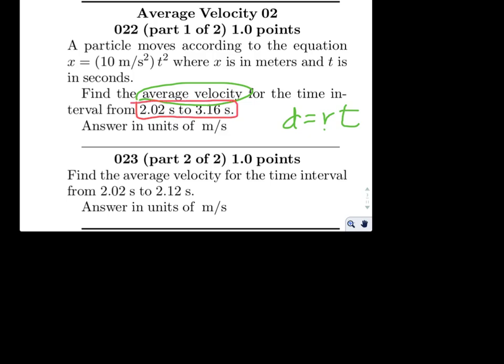So the equation tells us distance and time. So really all we have to do is plug those times in there to find out what kind of distances we're talking about. So for the first time we have x equals 10 times 2.02 squared. Okay? Because all I did was put the 2.02 in for time. And that'll come out to 40.8 meters.